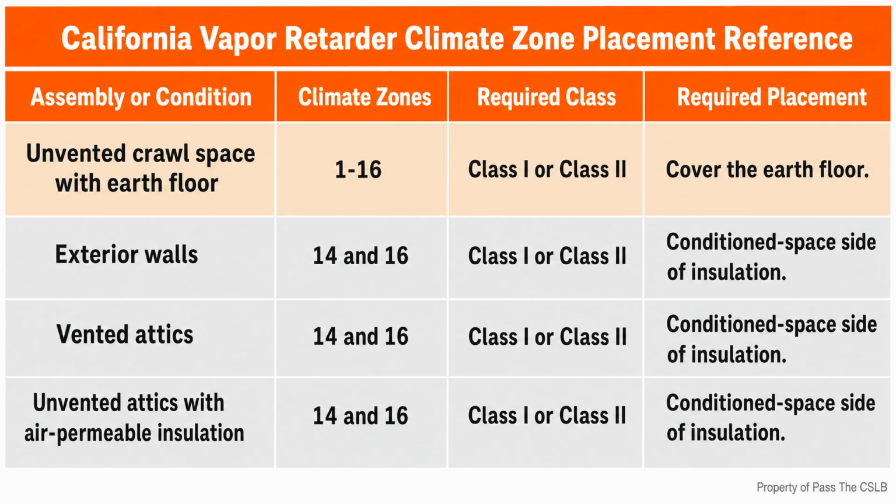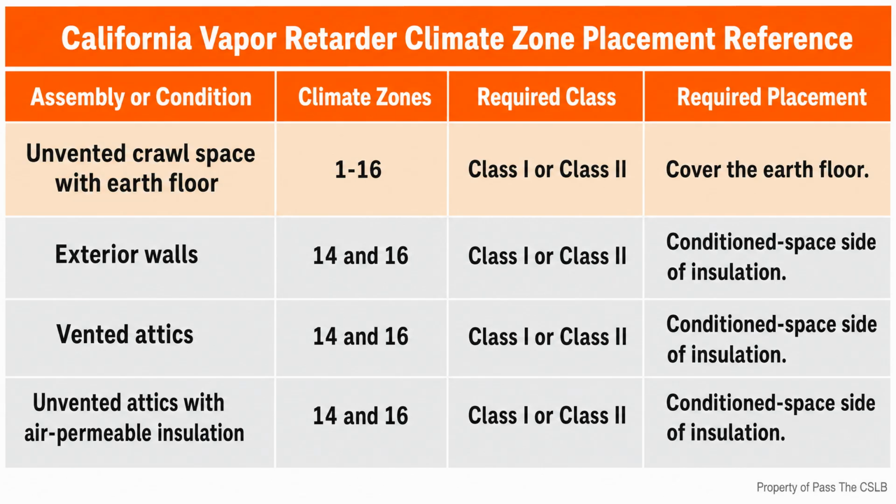In every California climate zone, from climate zone 1 through climate zone 16, the earth floor of an unvented crawl space must be covered with a Class 1 or Class 2 vapor retarder. In climate zones 14 and 16, a Class 1 or Class 2 vapor retarder is required on the conditioned space side of insulation, and exterior walls, vented attics, and unvented attics that use air-permeable insulation.